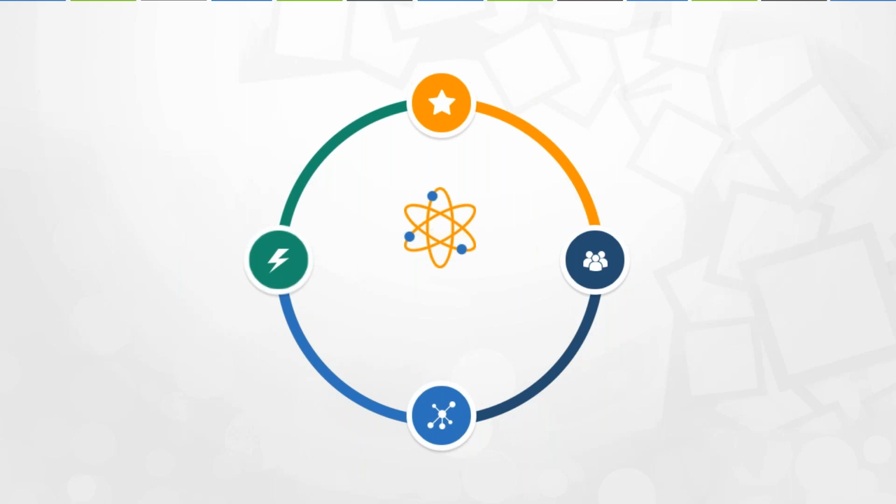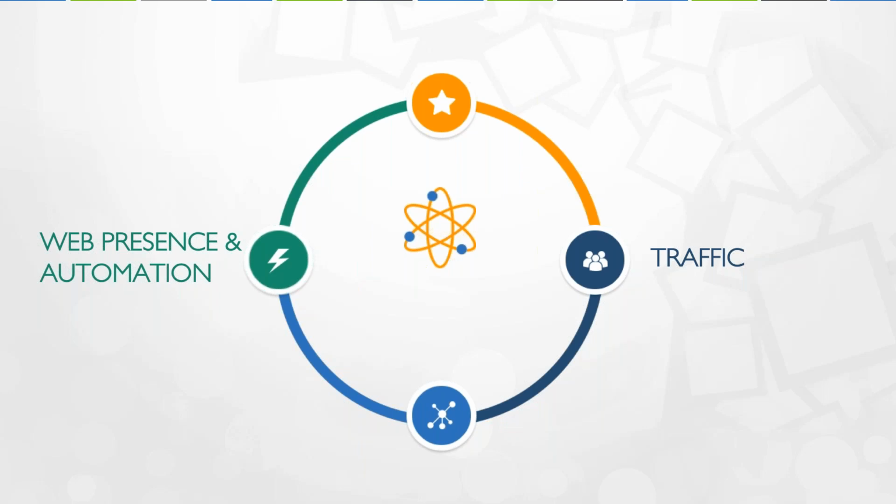The first thing we're going to look at, the first thing we're going to talk about is your web presence and automation and how that all works together. Then we're going to look at traffic sources and some tips, some key areas that you can put in place that aren't going to cost you anything, to start increasing the amount of traffic that you're getting right now.